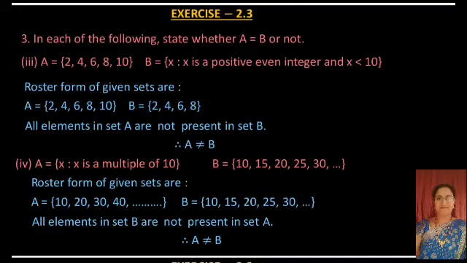If you observe the A and B sets, are all elements in set A present in B? No. So all elements in set A are not present in set B. So we write it as A not equal to B.